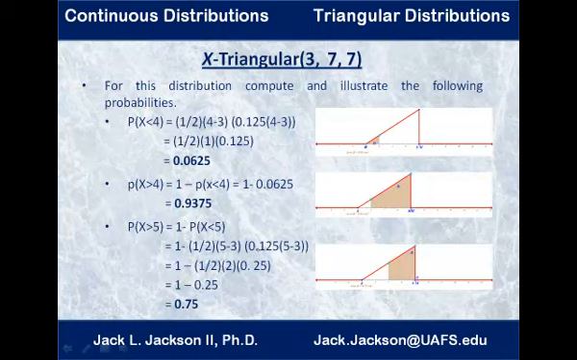And the height is 0.125 times, well, what's the height? It's right at this end, 5 minus 3, which of course is 2, times that is 0.25. So the height here is 0.25. The base is 2. The 1/2 is from the formula. And so we get 0.25 when we multiply those together. 1 minus that is 0.75.